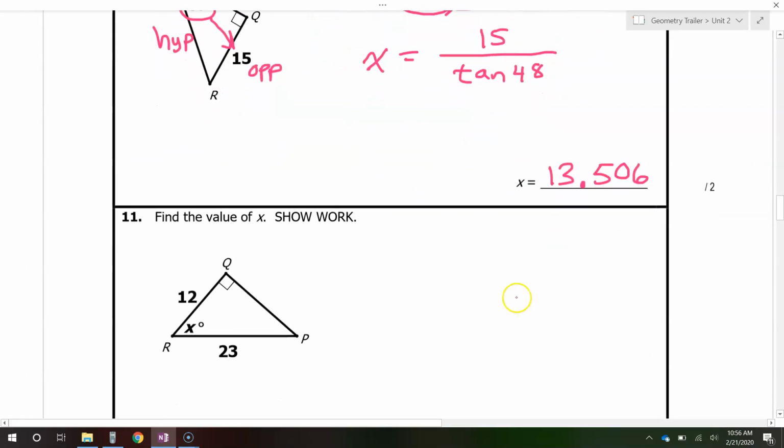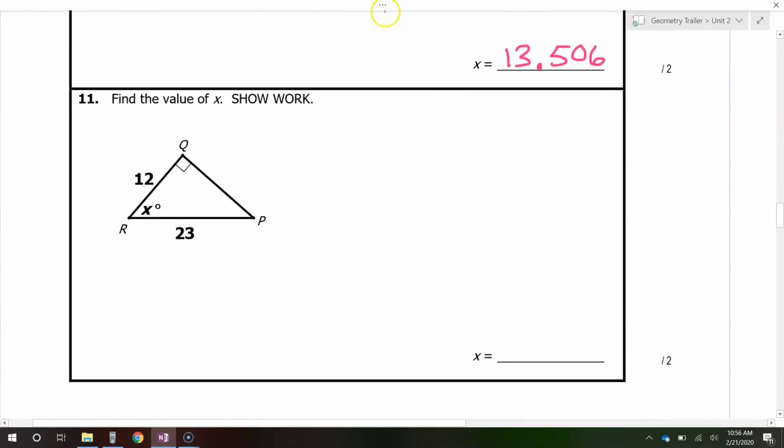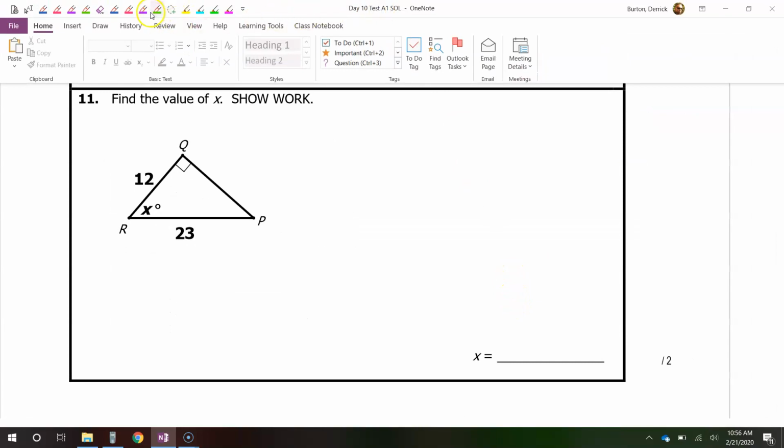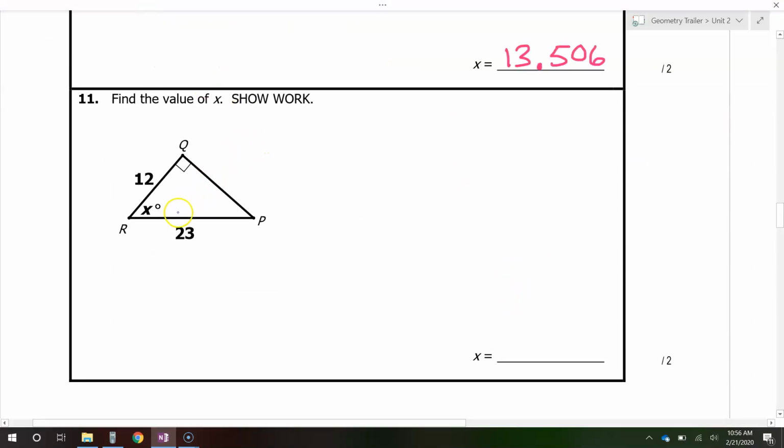Alrighty then. Number 11. Interesting. Oh, okay, another sine, cosine, or tangent problem. Always start with the hypotenuse. It is across from the 90-degree angle. Then circle the angle that you are looking for and draw an arrow. That'll be the opposite side. The other side is the adjacent side.